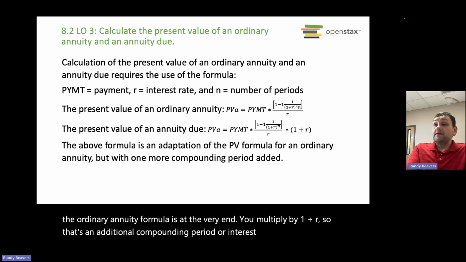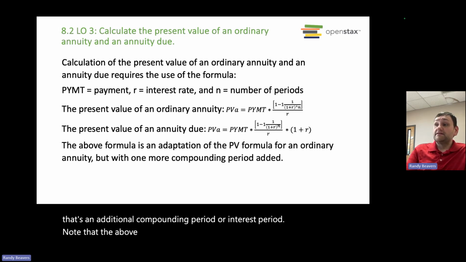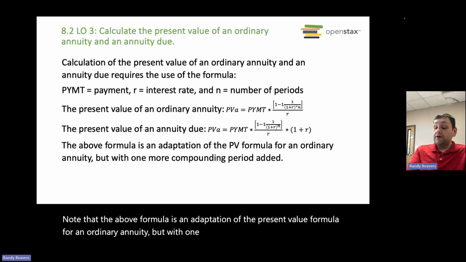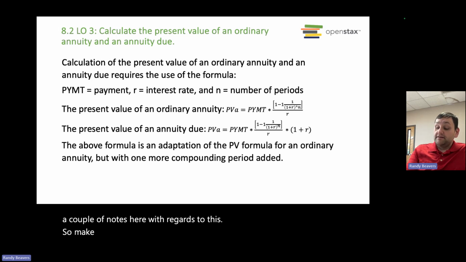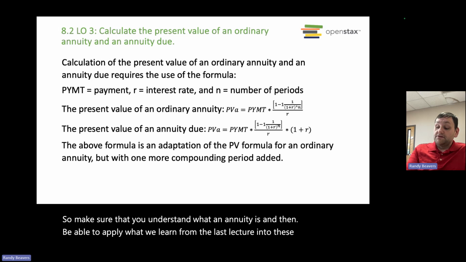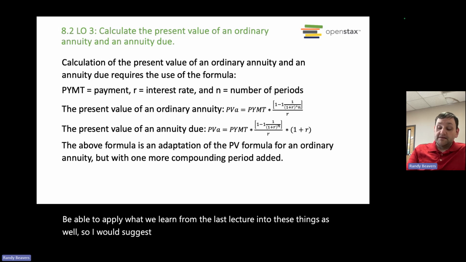Note that the above formula is an adaptation of the present value formula for an ordinary annuity, but with one more compounding period added. So a couple of notes here with regards to this. Make sure that you understand what an annuity is, and then be able to apply what we learned from the last lecture into these things as well. So I would suggest that you do a couple of things.